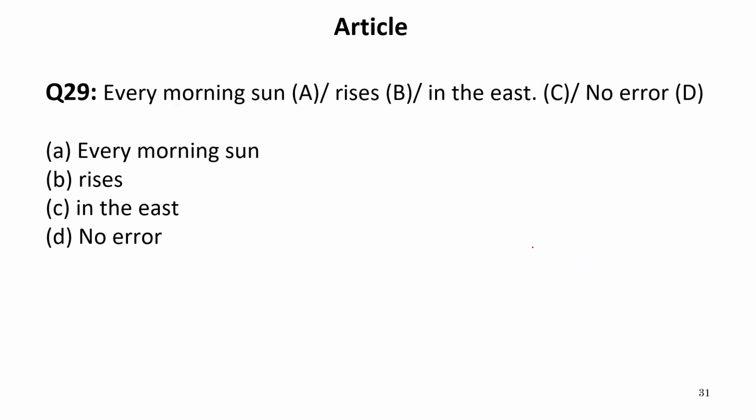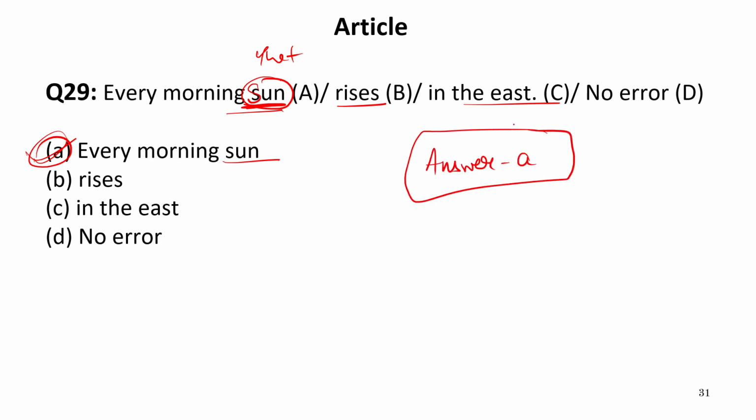Now let us move to the next one. Every morning sun rises in the east. Now sun is a unique noun. We need to use the before it, the sun. So the error is in part A. Every morning the sun rises in the east. So our answer is A. Whenever there is a unique thing or any planet's name, we use the before it.